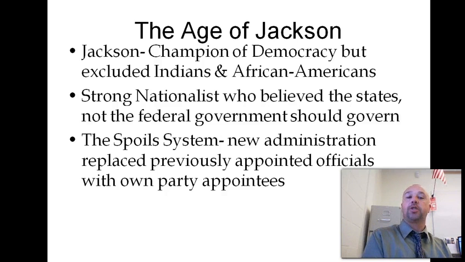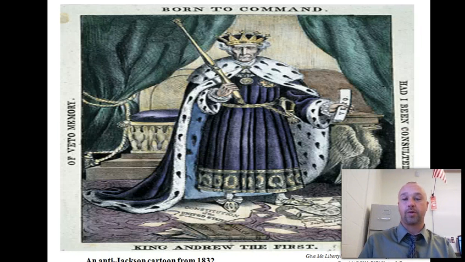So the age of Jackson. Jackson was a self-proclaimed champion of democracy, although he excluded Indians and African Americans from his vision of freedom. A strong nationalist who believed the states, not the federal government, should govern. And he's going to incorporate the spoils system where new administration officials will be appointed based on their devotion to the political party. He believed it was getting more people involved in democracy, but also some way of seeing it is that it was not the best qualified people for government positions.